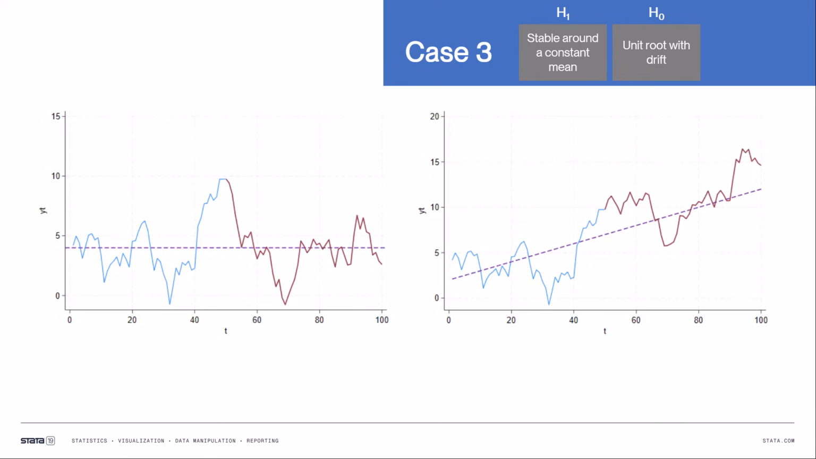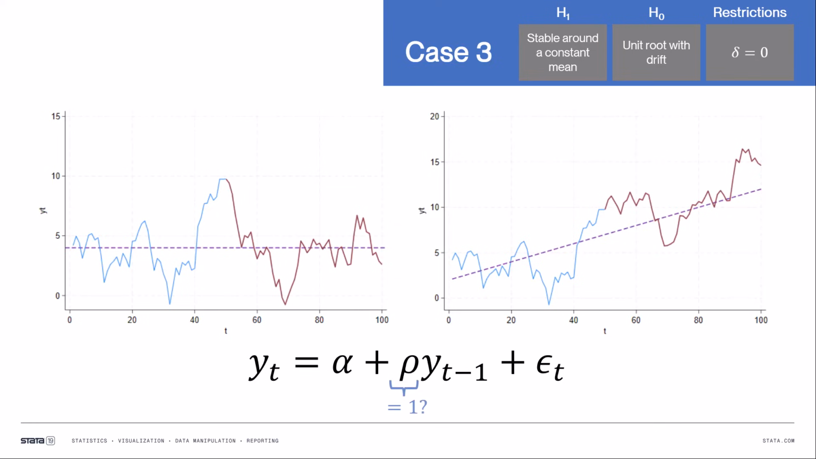But this test can still be useful to check whether a series is a drifting unit root or it is just something else. The model we fit in this case is the same as in case 2, but here we are not assuming that the drift term is equal to 0 under the null. And again, the unit root test is simply a test on the coefficient of the first lag.